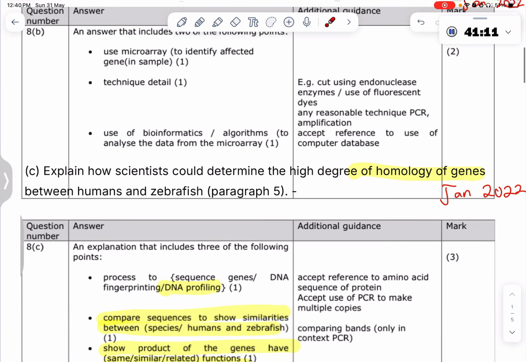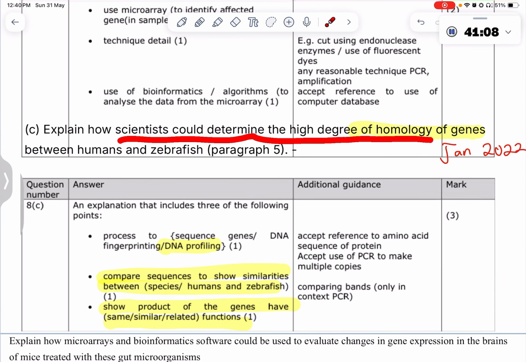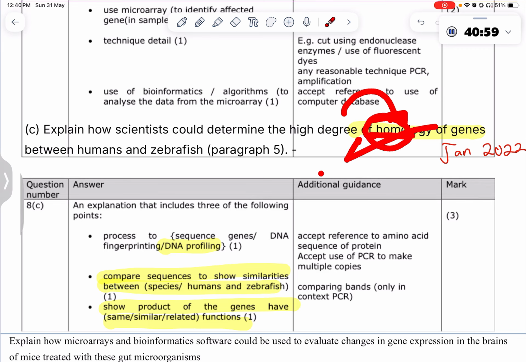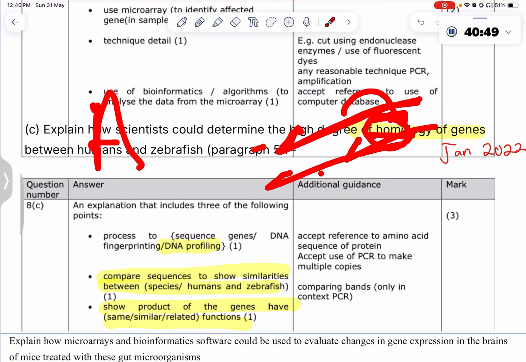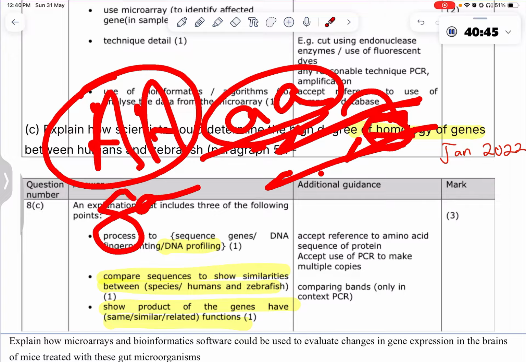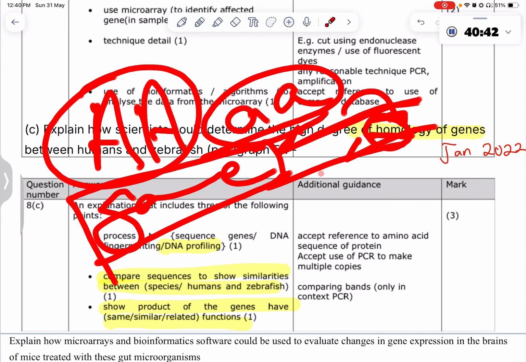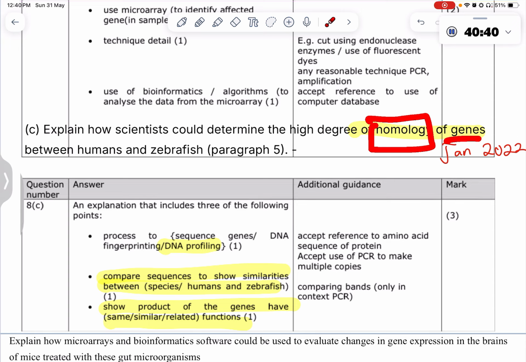Explain how the scientists could determine the high degree of homology. Homology: we know homozygous and heterozygous. Homozygous means that we have the same alleles, both dominant or both recessive, AA or aa. This is homologous. Homo means same. So, the degree of similarity of genes between humans and zebrafish.